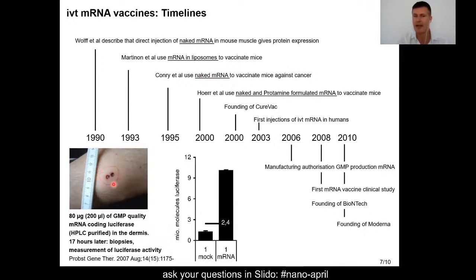Here is my leg. I got a few injections of mRNA coding for luciferase, and a few hours after injection, under local anesthesia, we made punch biopsies here, and we measured in vitro whether the punch biopsies were expressing light, and that was the case. So these experiments published in 2007 have shown that when you inject naked mRNA in human skin, you find the same result as in mouse skin. That means the mRNA is taken up and translated into protein, in this case, firefly protein.